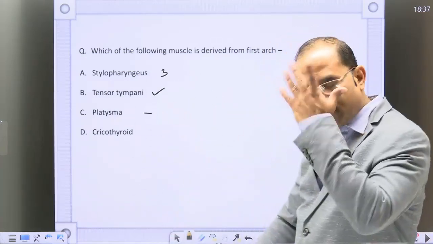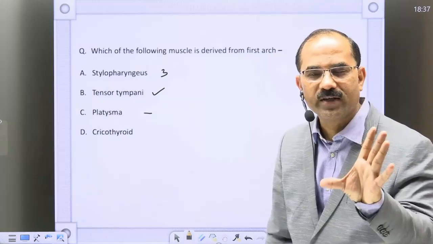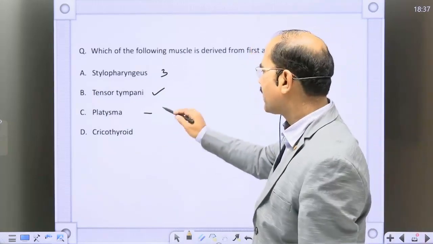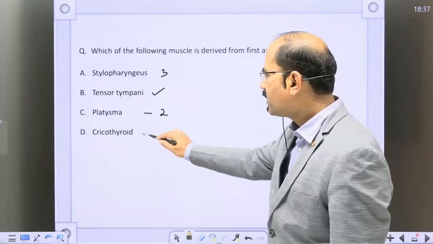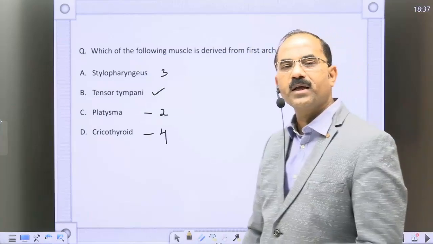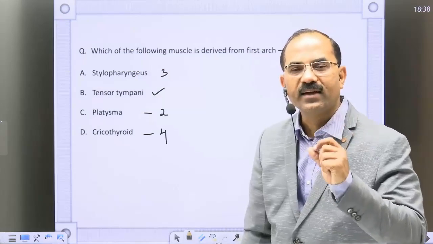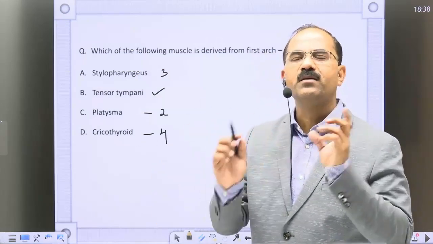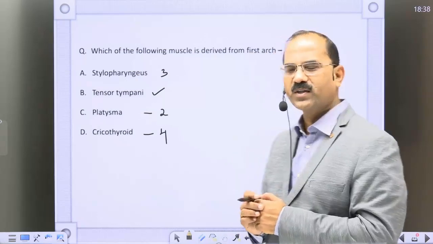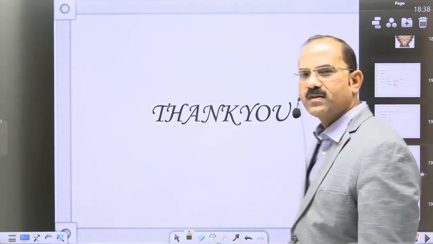Platysma is a muscle of facial expression. It's the muscle of horror. Muscle of horror is platysma, so that is derived from the second arch. Cricothyroid is derived from the fourth arch because cricothyroid is supplied by the external laryngeal nerve, which is a branch of superior laryngeal. So cricothyroid would be derived from the fourth arch. Clear, students? I hope this is clear to all of you.